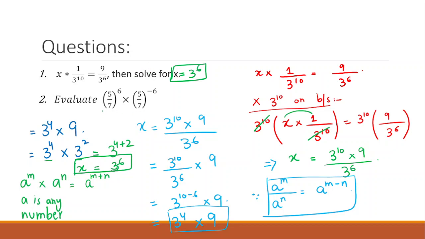Now we will do the second question. Evaluate 5 over 7 multiplied by 5 over 7 to the power negative 6. Okay, let me just write that down.